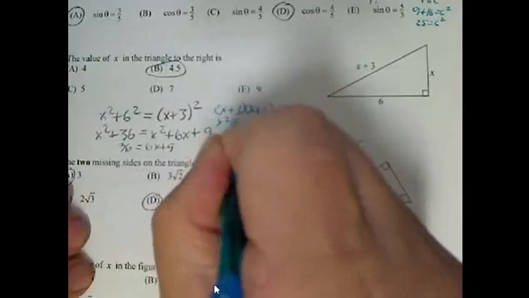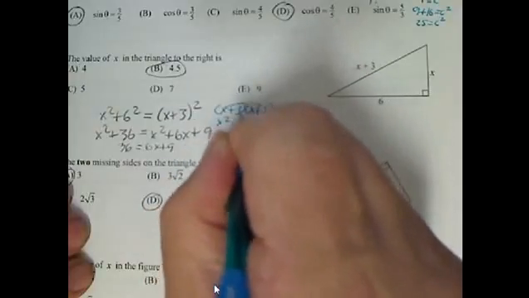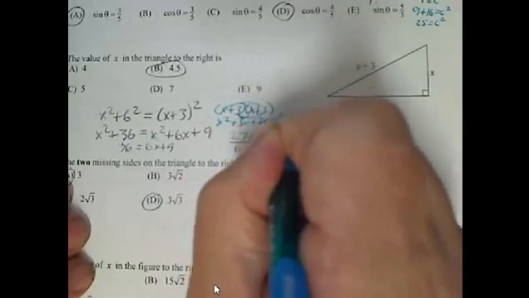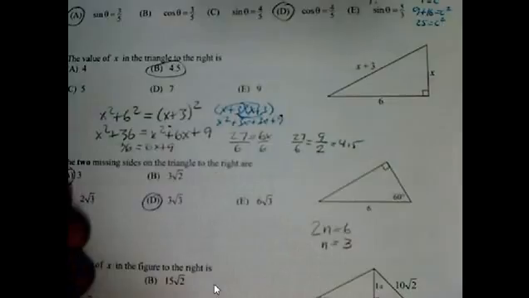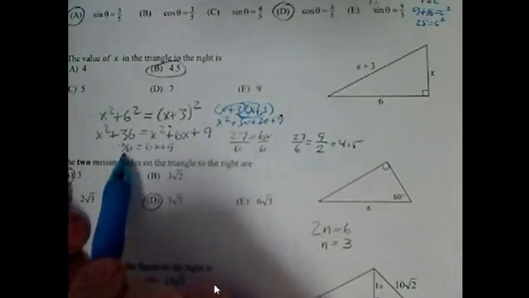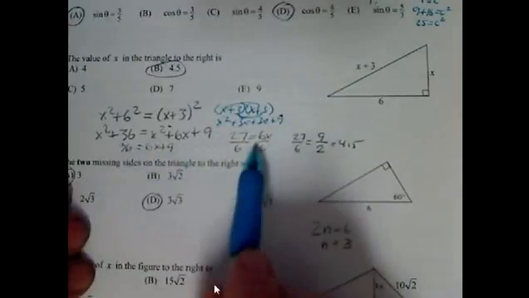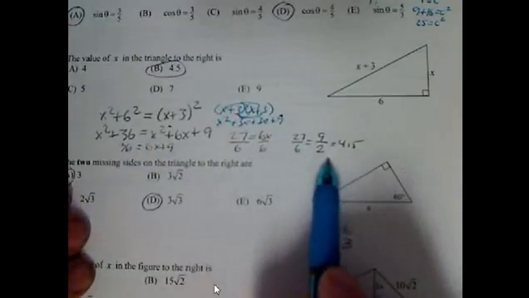It's x squared plus 3x plus 3x, and 3 times 3 is 9. So that's where the error usually occurs for most students. Subtract x squared from both sides. I get 36 equals 6x plus 9. Subtract 9, divide by 6, you get 27 over 6, which equals 9 halves, which is 4.5.